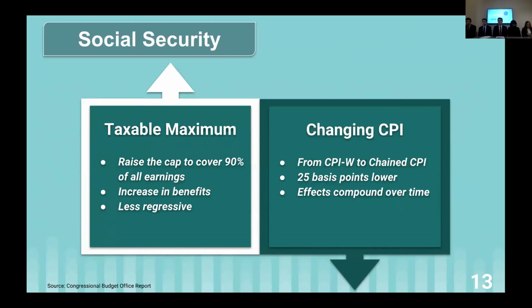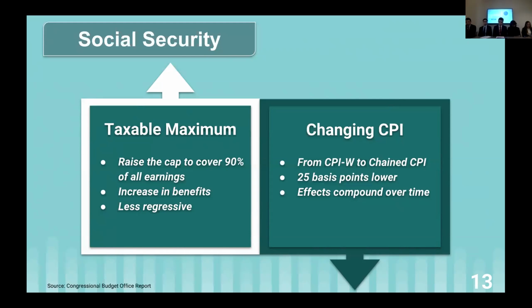The chain CPI grows on average about 25 basis points lower each year, so its effects will compound over time. This policy will decrease outlays by a combined $120 billion by 2047. We also propose to raise its share of taxable income to 90% of all earnings, or to annual earnings up to $245,000. Currently, 83% of all total earnings are taxed. Under this policy, those who will now have to increase their annual contributions to Social Security will also see an increase in benefits after retirement. This will also make the Social Security tax less regressive.